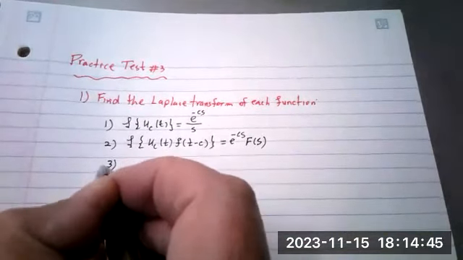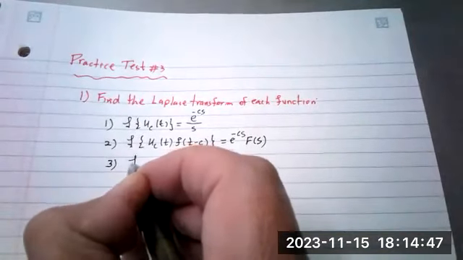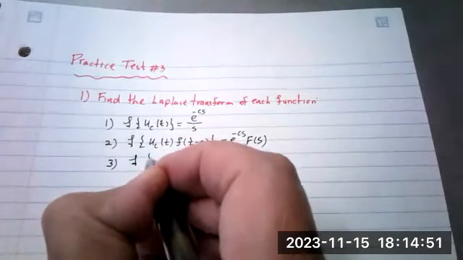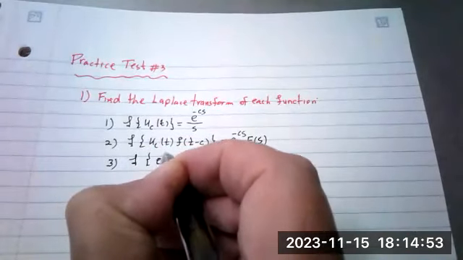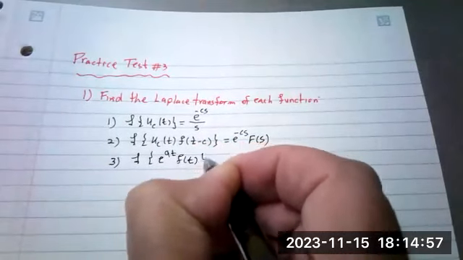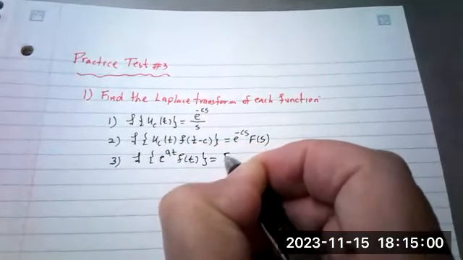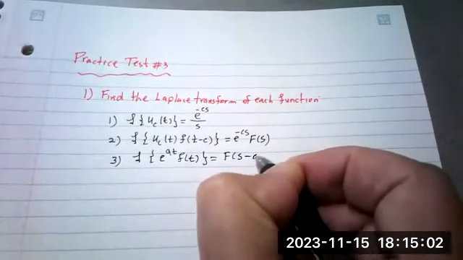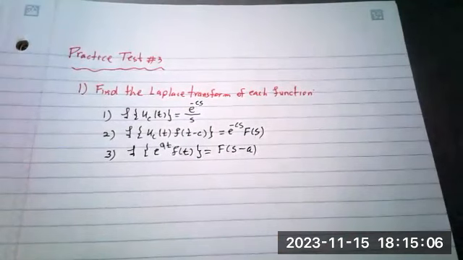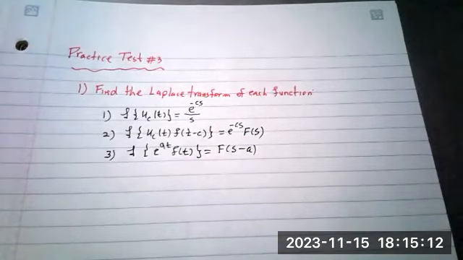And the third one, if you do the translation for the s, remember, Laplace of e to the at times f(t) is going to be equal to F(s minus a). That's when we get those non-factorable terms. So you write the Laplace of the function, but you change the s into s minus a.